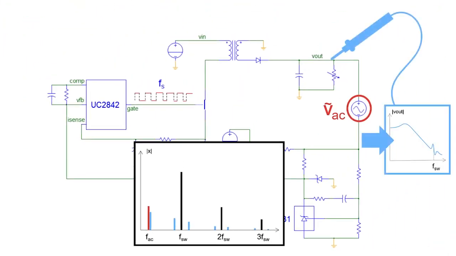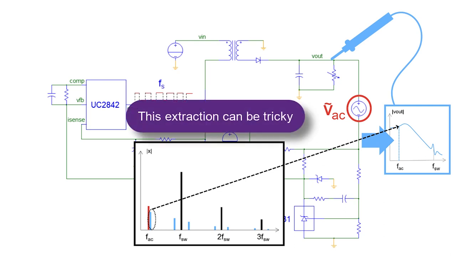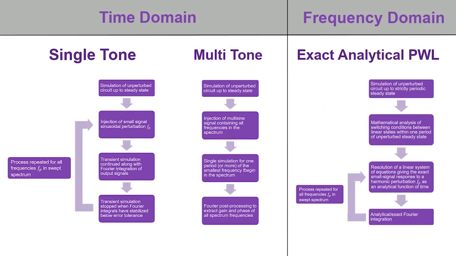The frequency plot of signals is produced by extracting out the amplitude and phase information at the injected frequency. This extraction can be tricky, and we will show you next how several AC analysis methods do that. On the left, we have time domain methods that are experimental in nature and that include single-tone and multitone. On the right, we have an analytical frequency domain method that is exact but only applicable to piecewise linear circuits.